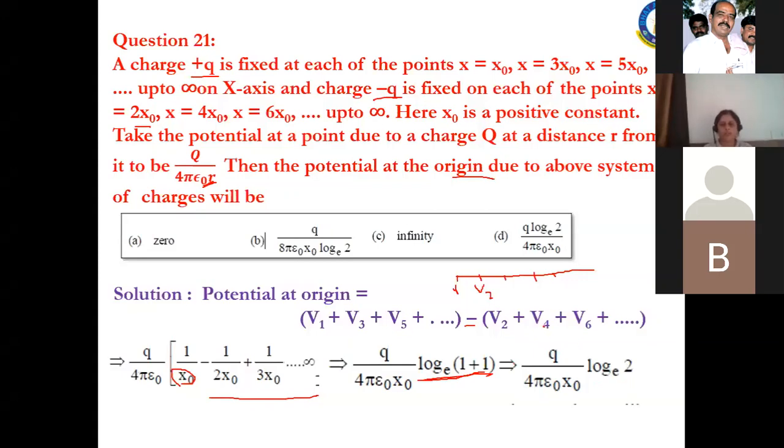So here q log 2 by 4 pi epsilon naught x naught is option D. Hope you have understood this. So note down these steps, students. Okay, so I'll move on to the next question.